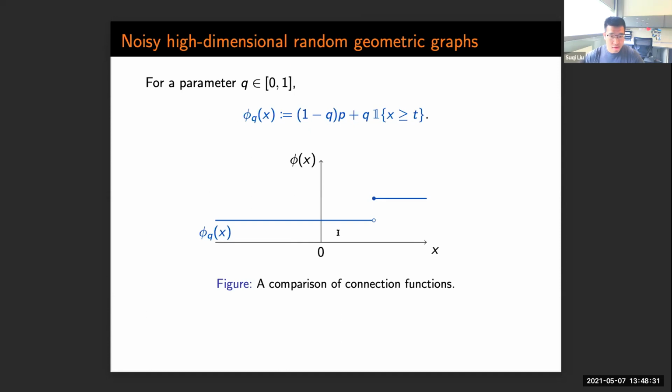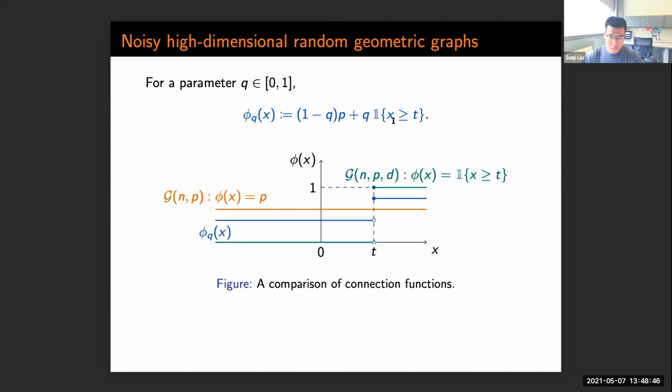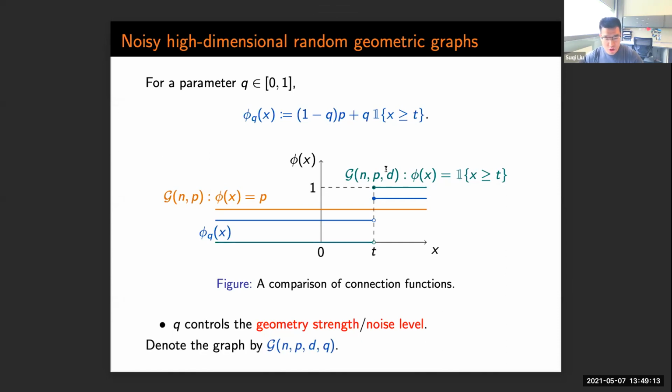To this end, we study this particular one parameter family of connection functions phi_q, which is defined as a convex combination between a constant p, which corresponds to the connection function of G(n,p), and the indicator function, which corresponds to the connection function of G(n,p,d). So this connection function smoothly interpolates between G(n,p) and G(n,p,d). When q equals 0, this corresponds to G(n,p), and when q equals 1, this becomes G(n,p,d). And we can view q as controlling the geometry strength or the level of noise in the graph. So we denote this graph by G(n,p,d,q).